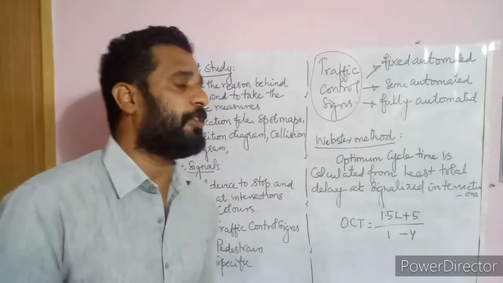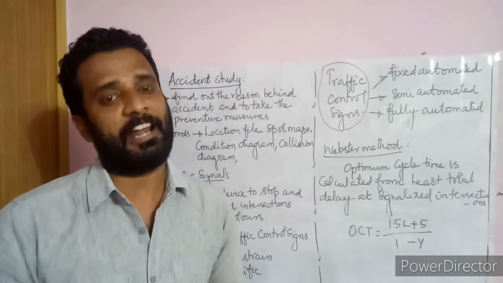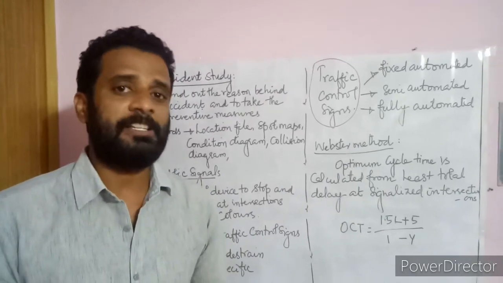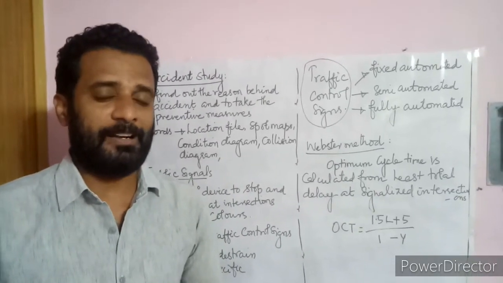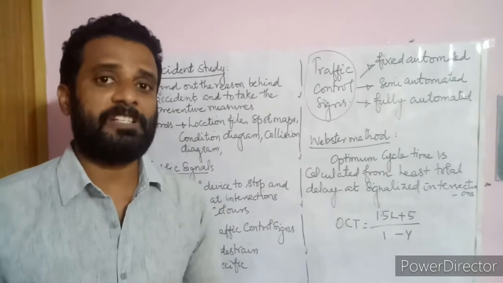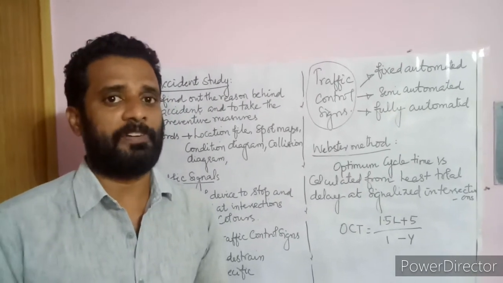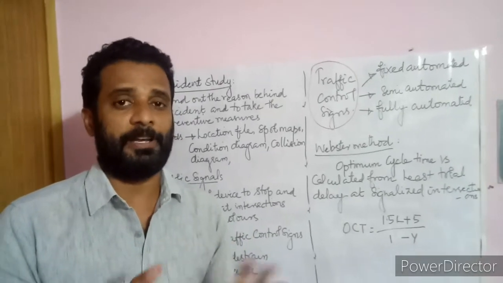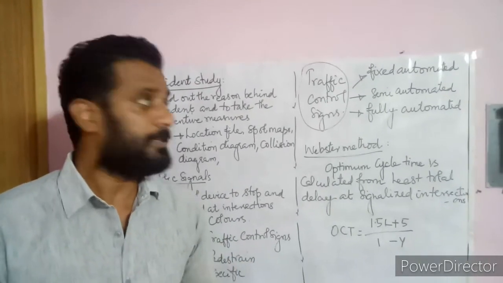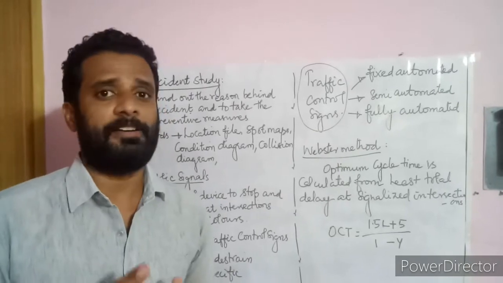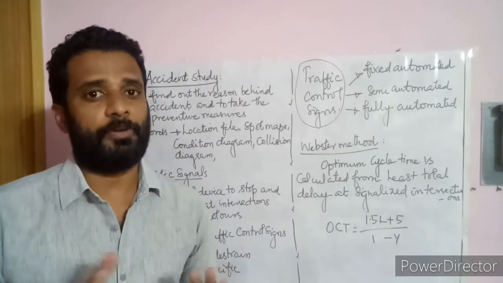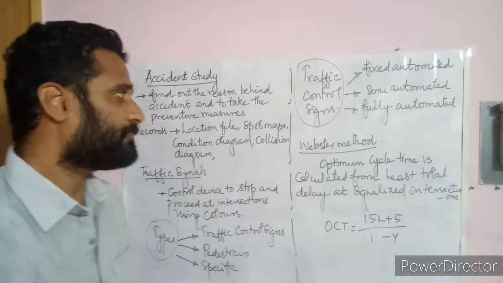And fully automated is something which is done by the traffic officials, not by the machines. They will fix the optimum cycle time with respect to the traffic which they are seeing, and they will fix the time in seconds and manage the traffic flow in an undisturbed manner. This type of fully automated control is generally done for lower traffic. It's not suitable for heavy traffic.